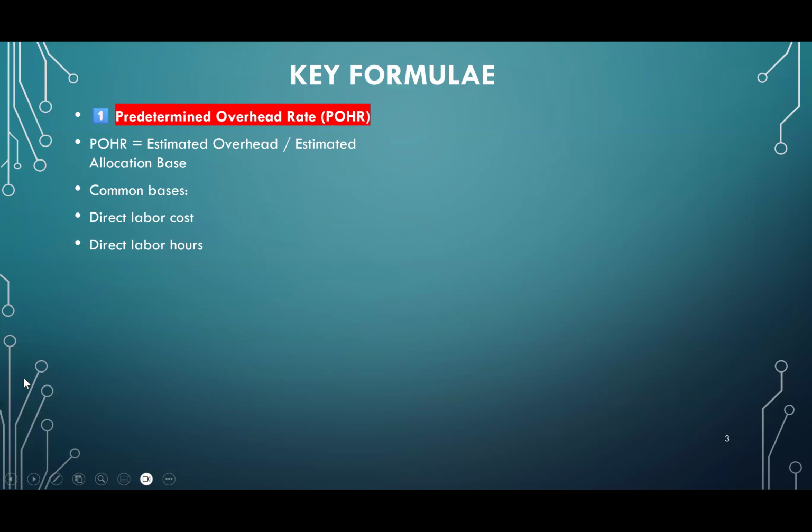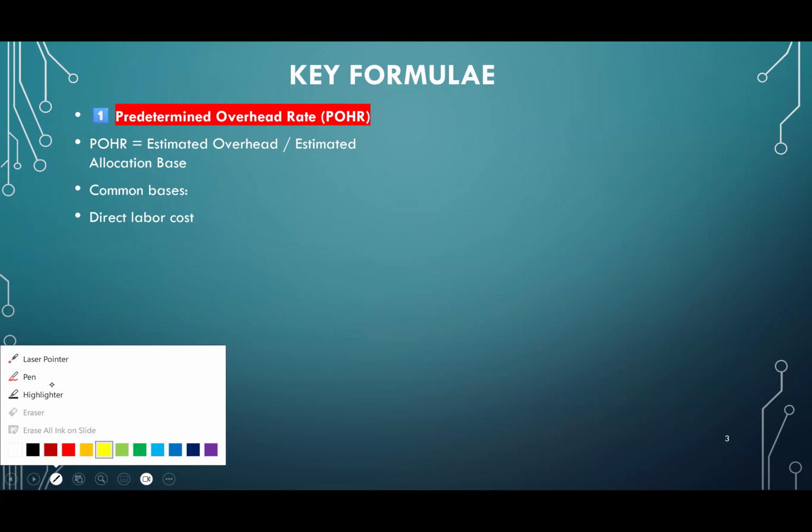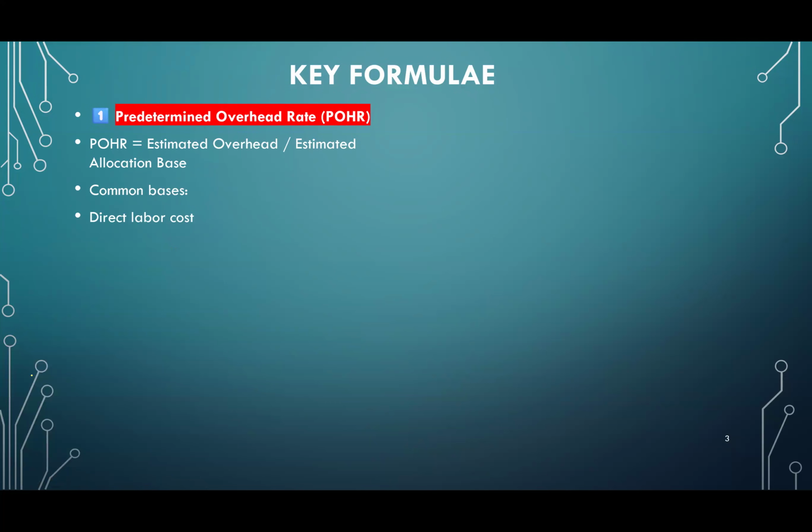that predetermined overhead rate can have any kind of allocation base. The most common one is direct labor hours, but it could have direct labor cost. It could also use machine hours. It could use direct material cost. Just carefully look in the question as to what is the allocation base you are given. 90% of the time it is labor hours, but it could be something else. All right. So that's the first formula you need.